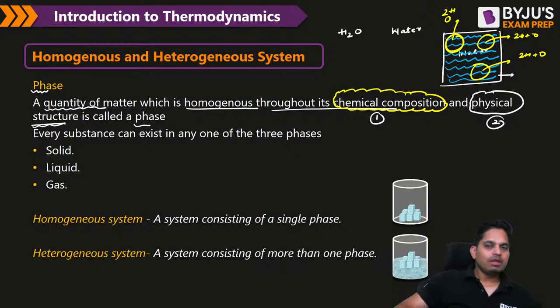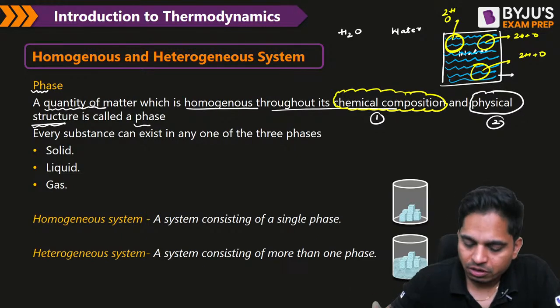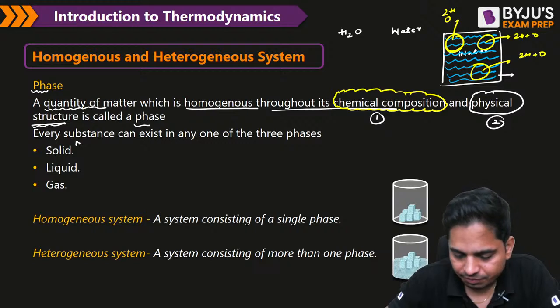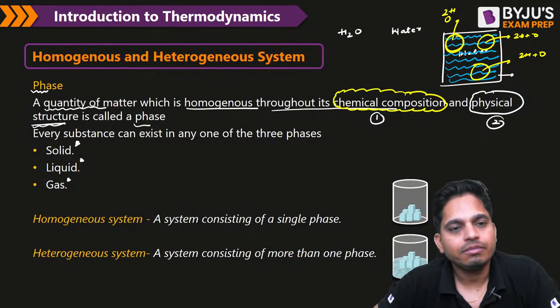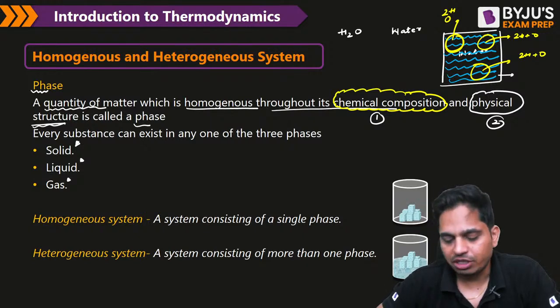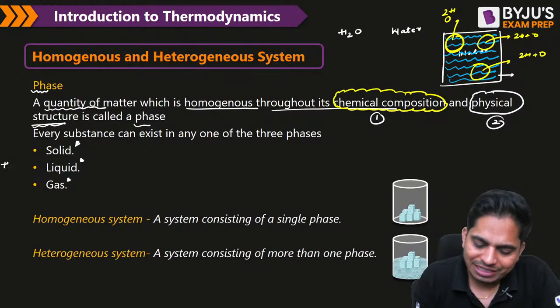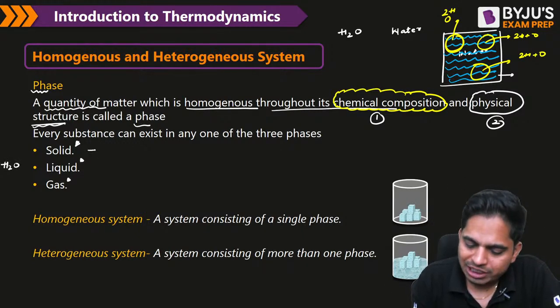Now, there are 3 different phases: solid phase, liquid phase, gaseous phase. If I take H2O as an example, the solid phase is ice. The liquid phase is water. That is one phase, okay?